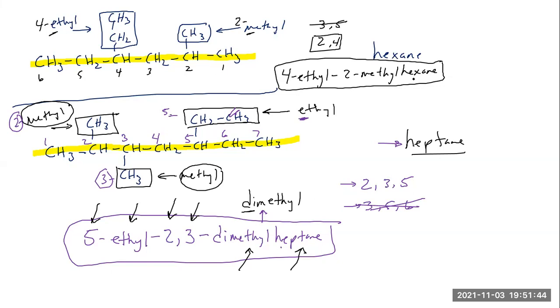Same thing here. I have 6 carbons. At carbon number 4, you'll find an ethyl group. At carbon number 2, you'll find a methyl group. Any questions on going from formula there to name?